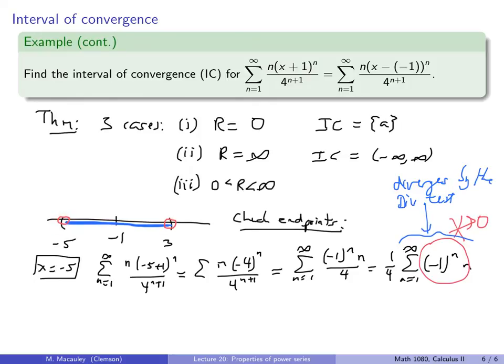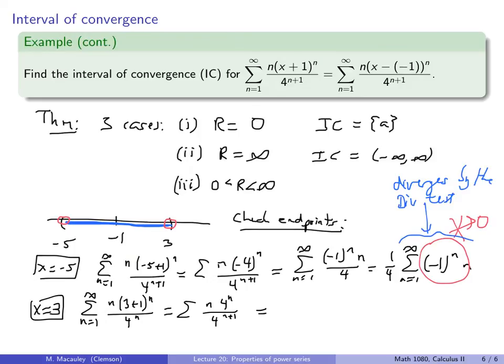Let's do that quickly. So x equals +3. So let's plug in x equals 3 and see what we get. We get n times (3 plus 1) to the n over 4 to the n plus 1. We get pretty much the same thing, except it's positive: n times 4 to the n over 4 to the n plus 1.